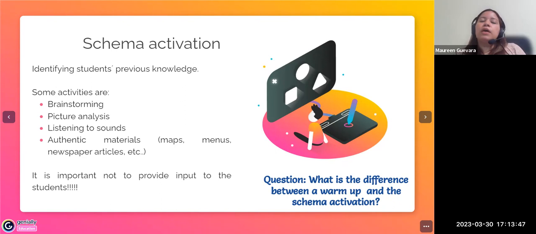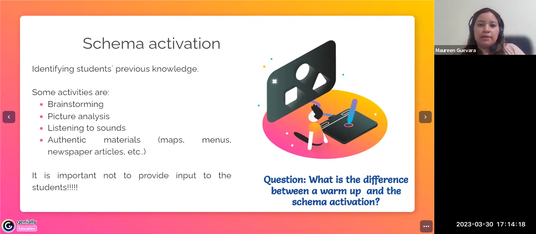So for example, you can ask them, okay, what did you do yesterday? Oh, what did you do in your last vacation? Oh, what are your future plans? So you can start asking them some questions, or maybe they can listen to specific sounds and they can give you the idea of what they are listening to. Or you can even show them a picture and ask them, what do you see in the picture?